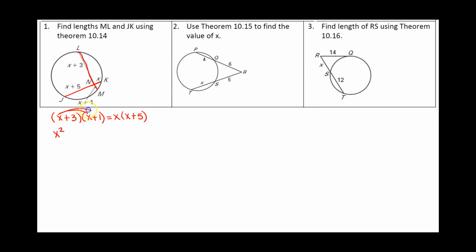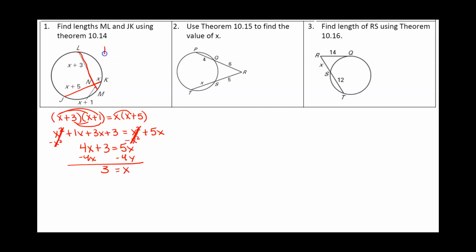So we have x squared, we have 1x, we have plus 3x, we have plus 3 equals x squared plus 5x. Now, lucky for us, when we go to get this x squared together over here, those cancel out. So now I have 4x plus 3 equals 5x. Subtract the 4x over, and I get 3 equals x.